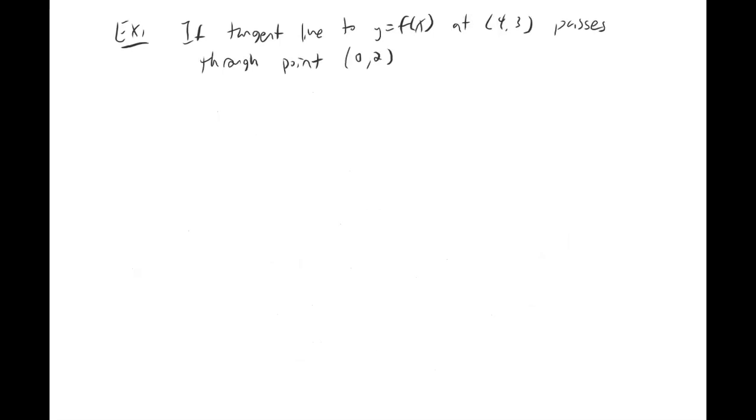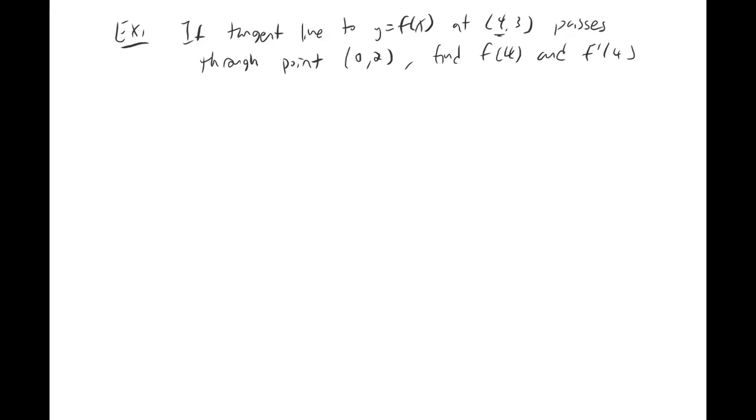Just so everyone's clear, if the tangent line to y equals f of x at 4, 3 passes through the point 0, 2, find f of 4 and f prime at 4. It's almost the same exact question, right? I have my tangent line at x equals 4, and I want to find f of 4 and f prime at 4.